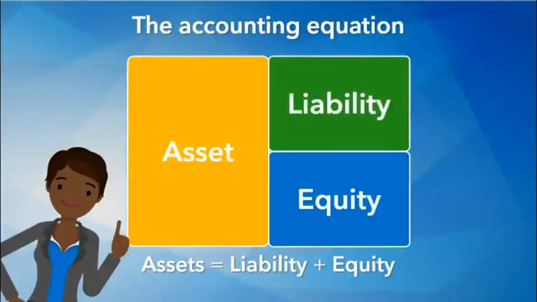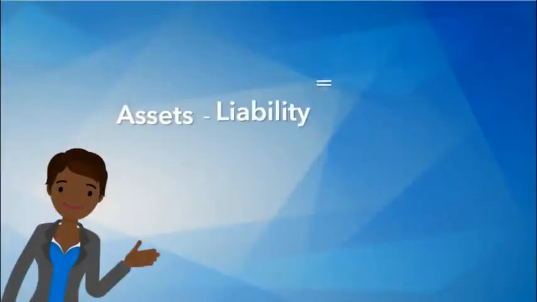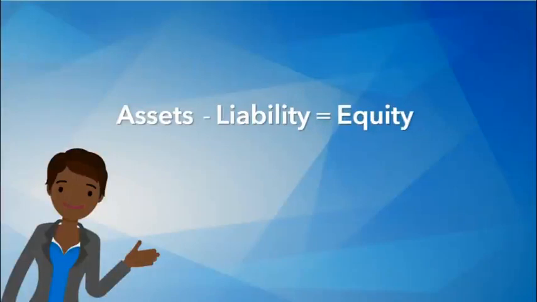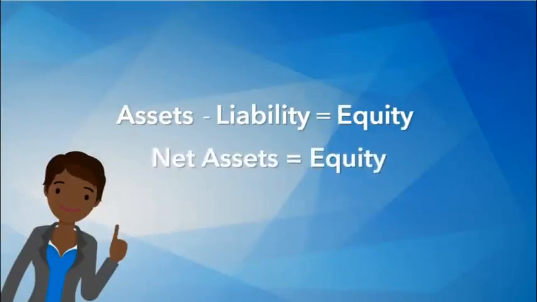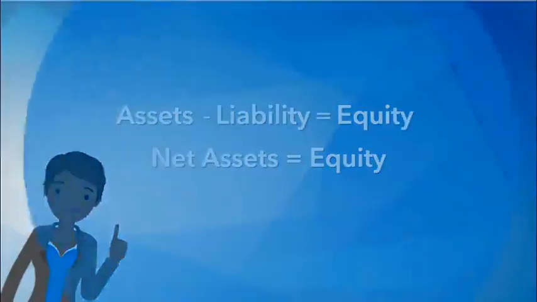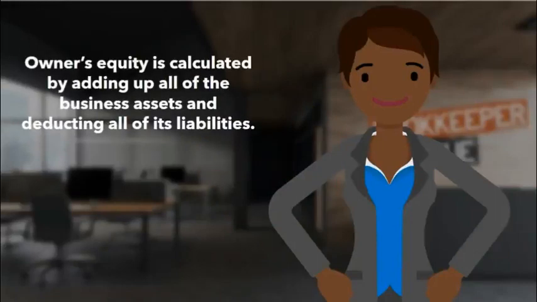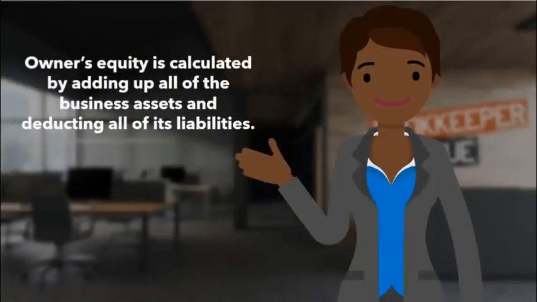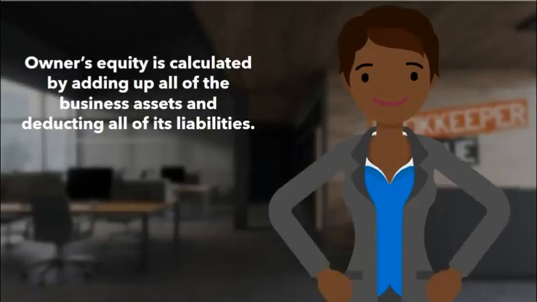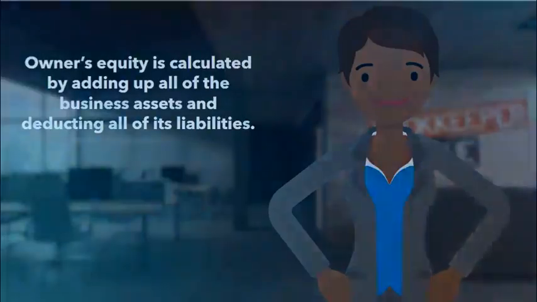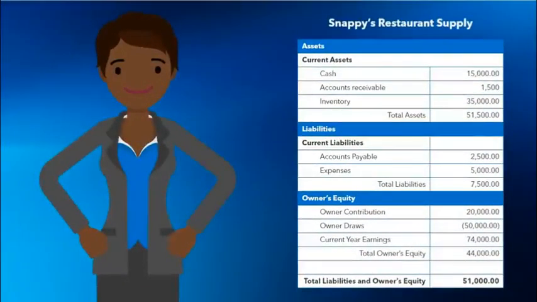You remember the accounting equation, right? Well, if we rearrange this formula, we can see that equity is made up of assets minus liabilities. Assets minus liabilities is also referred to as net assets. These are essentially the owner's rights to the assets of the business. It's what's left over for the owner after you've subtracted all of the liabilities from the assets. And that's exactly how you calculate it. Let's look at an example.